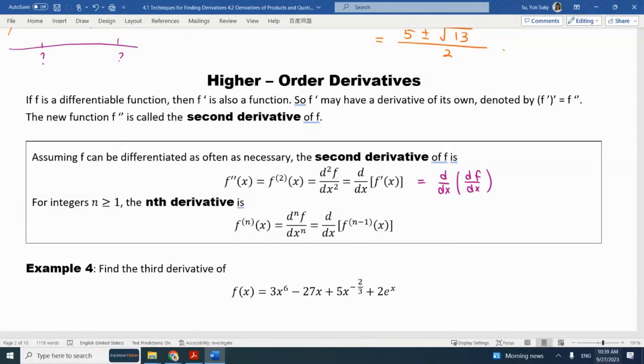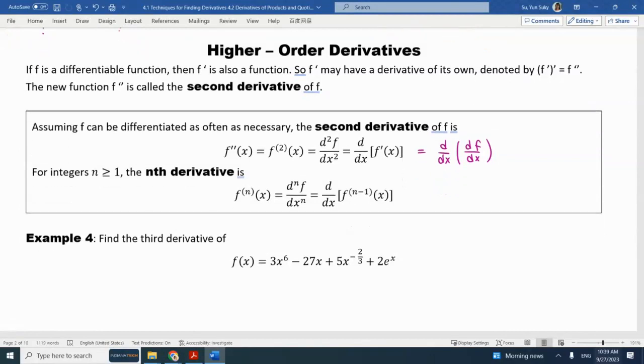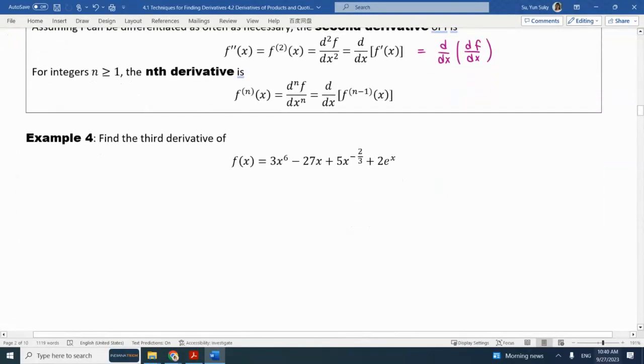And so similarly here, the nth derivative is just you put the parentheses around the n. Usually for the second derivative we use double prime, for the third derivative you use prime, prime, prime, and then for the fourth derivative you don't use the prime anymore because it's too much. Okay, just put the fourth derivative, 4 inside the parentheses. Okay, so example 4. Find the third derivative of the following function.